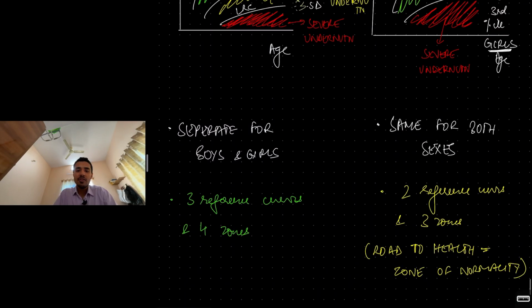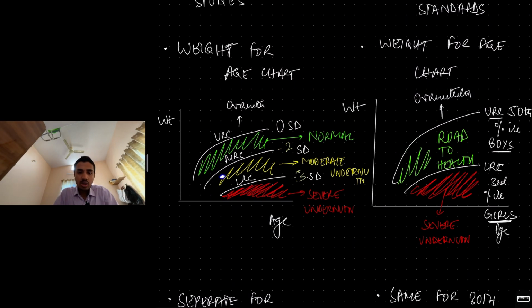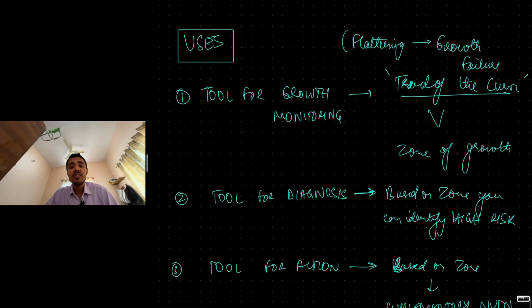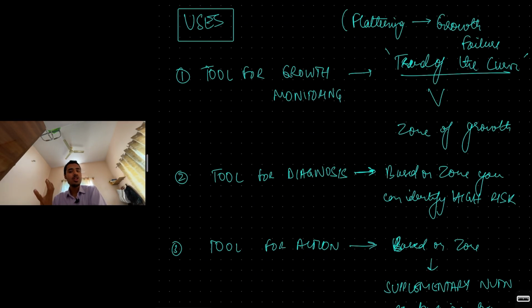So if a child who was in red zone has now come to yellow zone, that is a good trend. Just because the child is in yellow zone does not mean, oh, it is a huge problem. But even if a child is in green zone, like the upper part of green zone flattens and comes to the lower part of green zone, it is flattening of the curve. Something is not happening, child is not growing. So it is the trend of the curve that is more important than the zone of growth.